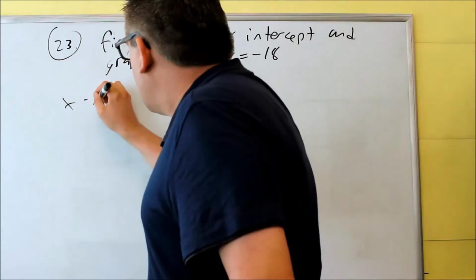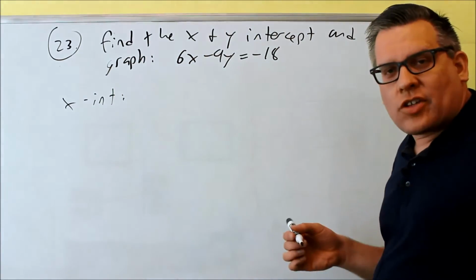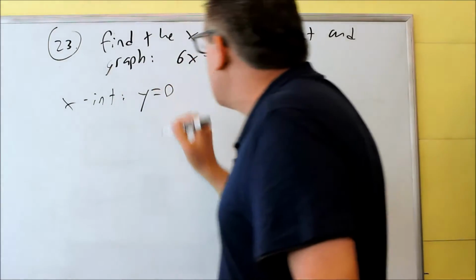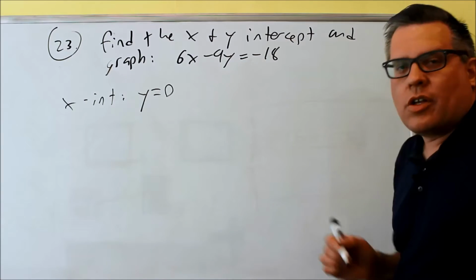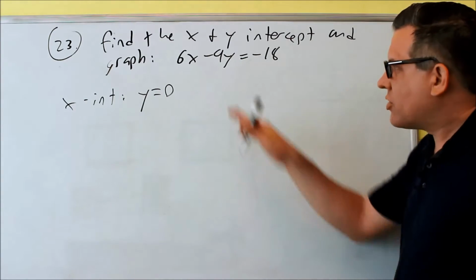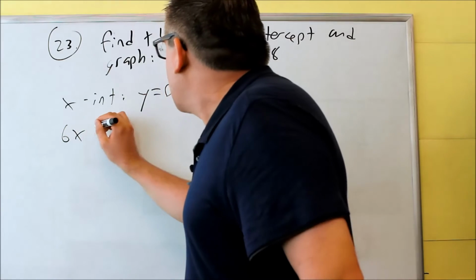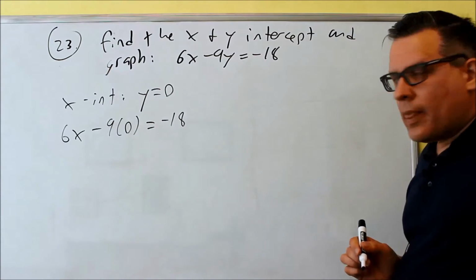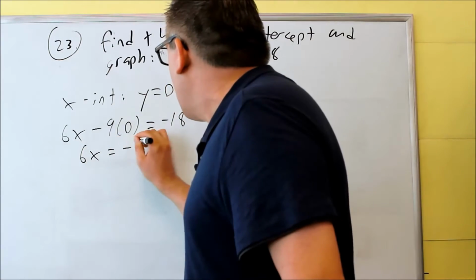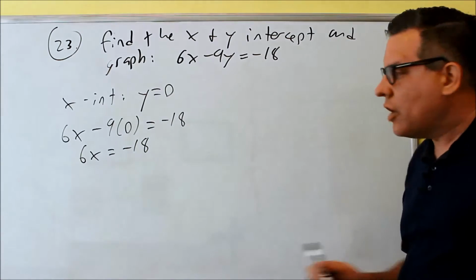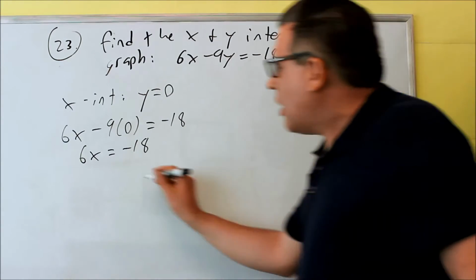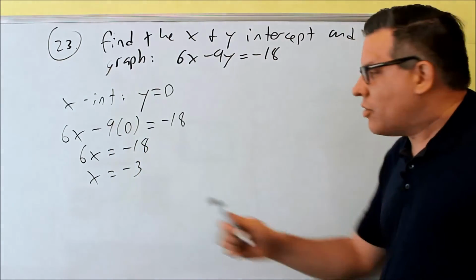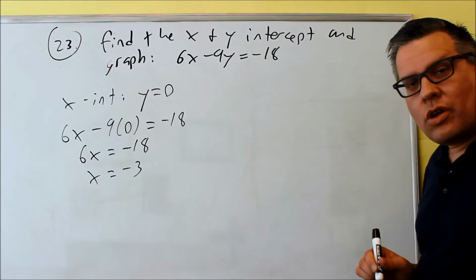So here are the rules. Anytime you want to find an x-intercept, it doesn't matter if it's a line or a curve or anything else, the rule is you always put a 0 in for y, and then you solve for x. So let's do that on this one. We have 6x minus 9 times 0 equals negative 18. That simplifies to 6x equals negative 18, and we're going to divide both sides by 6 to get x. I'm not going to show that division step, so by now you should know to just divide both sides by 6, and you get x is equal to negative 3.